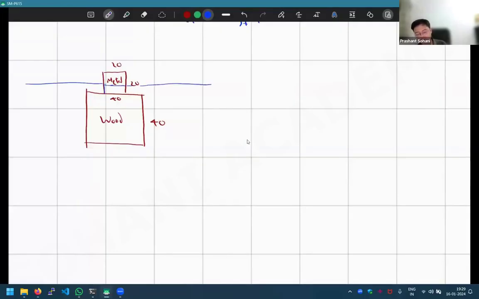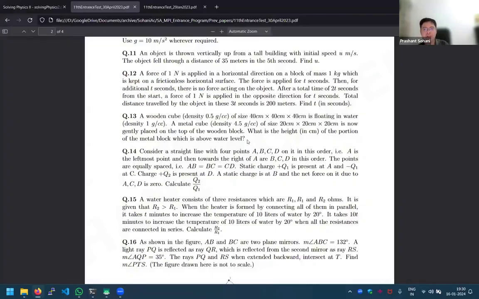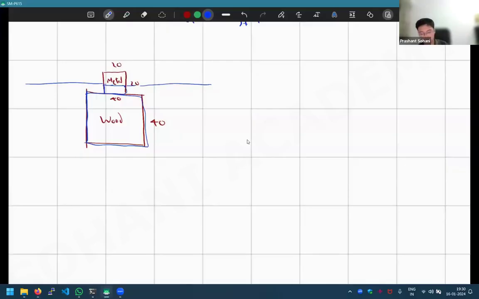Some part of the metal block is underwater and the entire wooden block is underwater. This is the position where the whole system is in equilibrium. What we have to find out is the height of the portion that is above the water, how much this distance is. For calculation, let us assume that the part below the water is x centimeters. Then the answer we want is 20 minus x, okay?